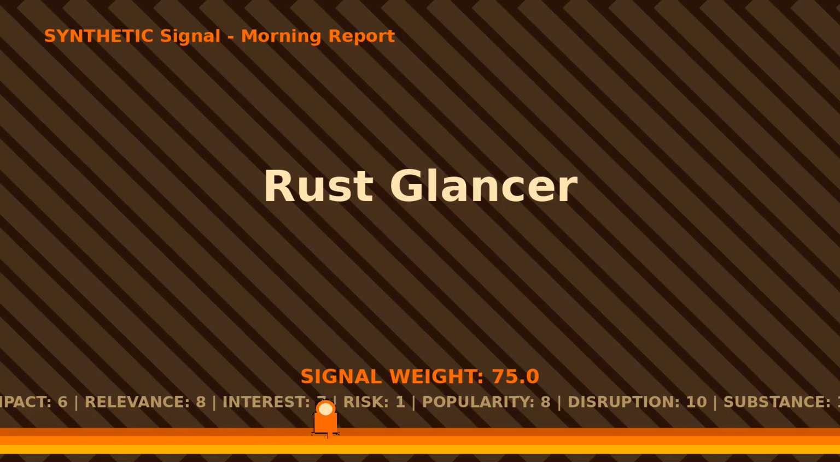A new tool called Rust Glancer is gaining attention in the developer community. It serves as an alternative implementation for the Rust language server. The primary innovation here is efficiency. The developer claims the tool operates using 100 times less random access memory than current industry standards.